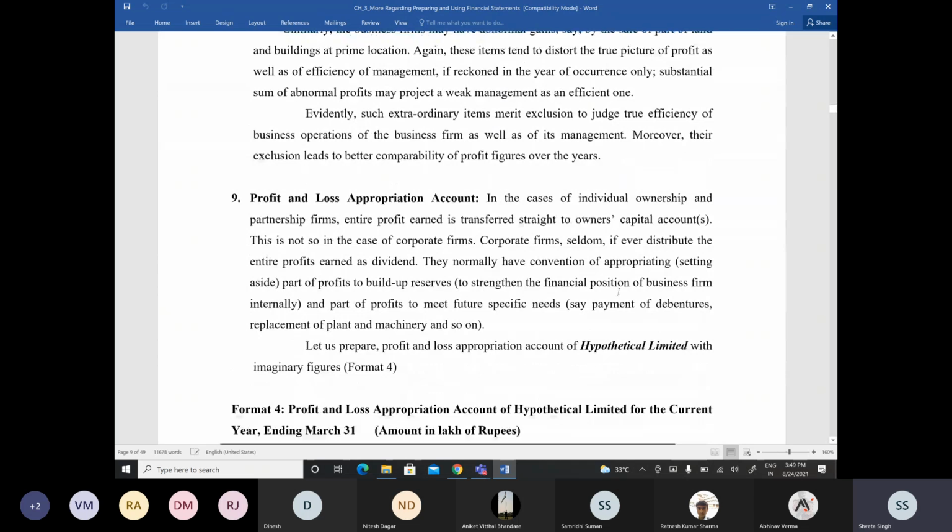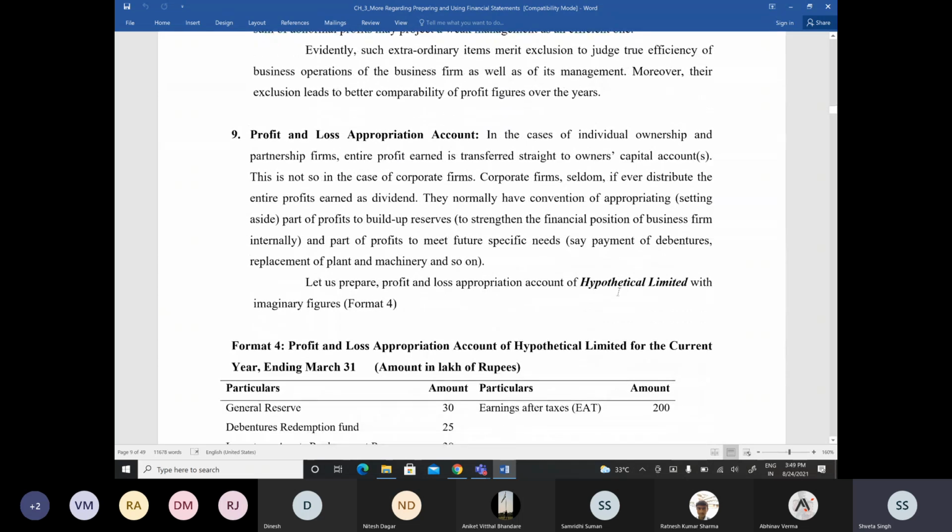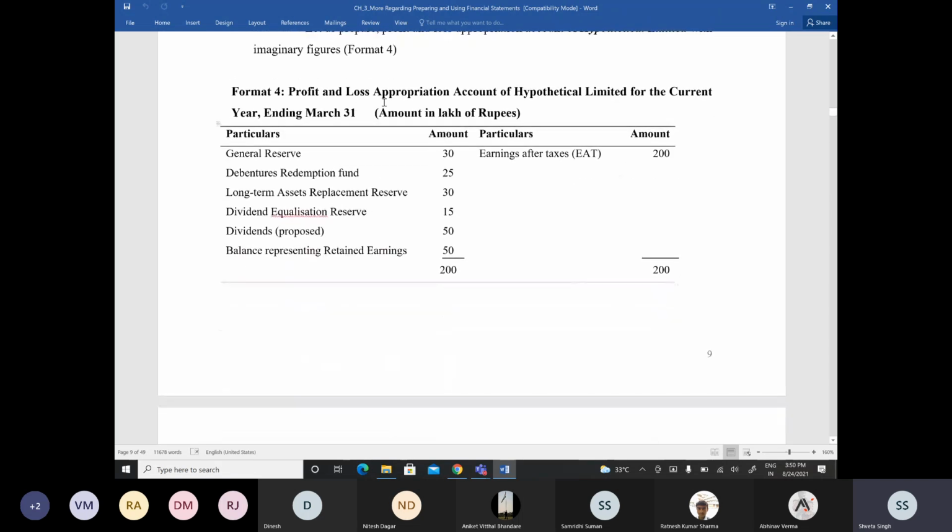Okay, now as I showed you, the moment we get the net profit figure, before carrying it to the balance sheet, we make an intermediate account which is called the profit and loss appropriation account. Here we basically appropriate. You understand the English word appropriate? That is to divide. Okay, so we divide the earnings after taxes into the following amounts. The company may create a general reserve in which it puts 30. It may create a debentures redemption fund. That means the company has taken some debentures and it wants to pay that. So it may want to save some money in that reserve.